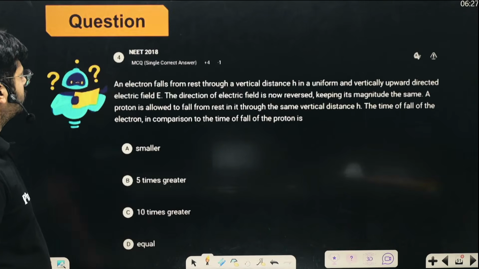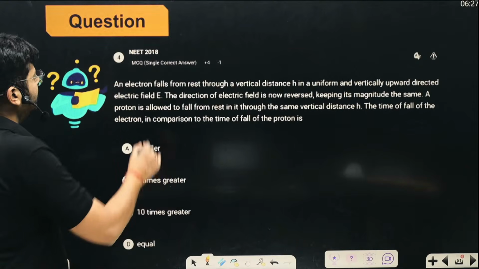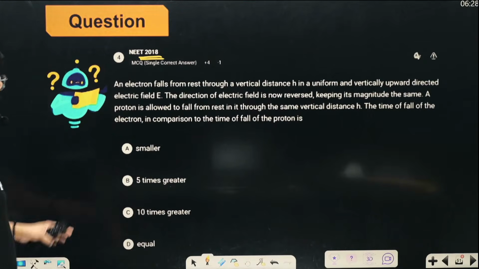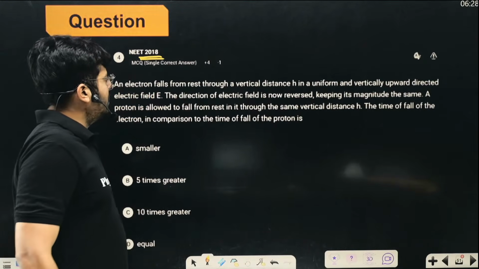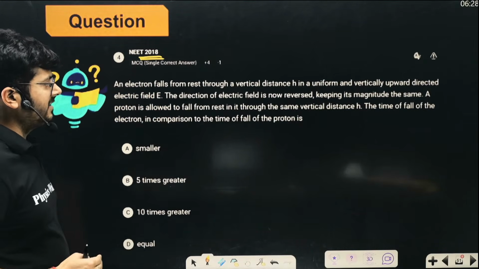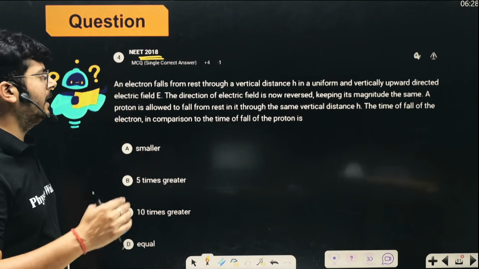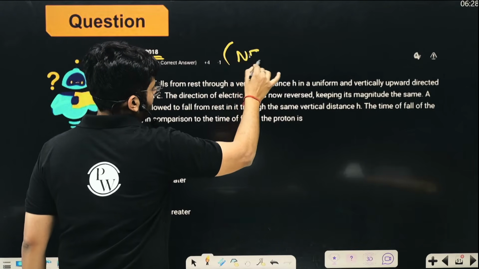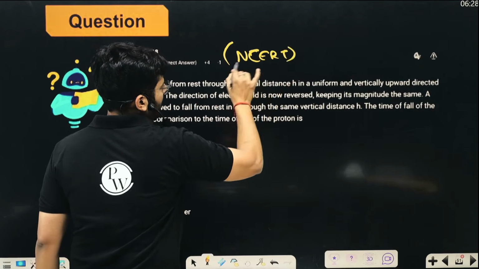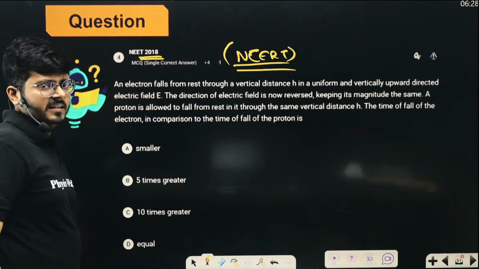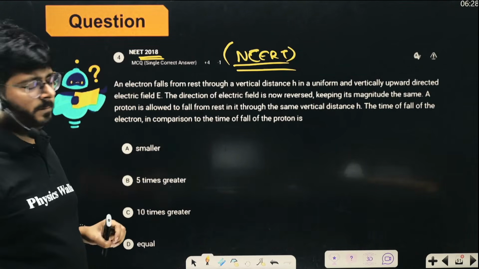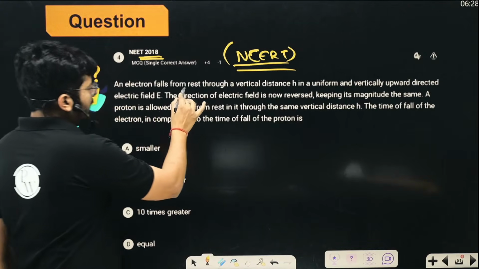Let's move on and talk about the next question. It was asked in the year NEET 2018, so we are going backwards, right? The question says an electron falls from rest through a vertical distance h in a uniform and vertically upward directed electric field. This question is directly from the NCERT solved example. If you have read NCERT, there is a solved example and this question is picked from there.